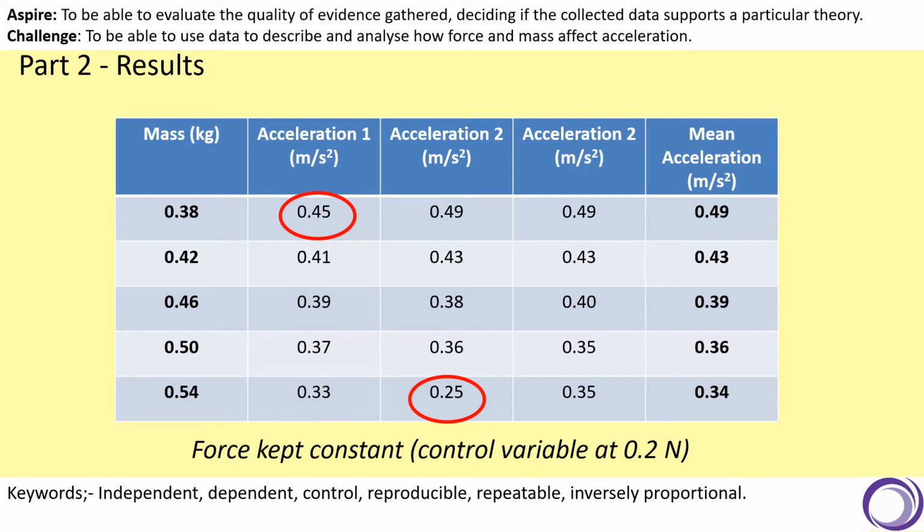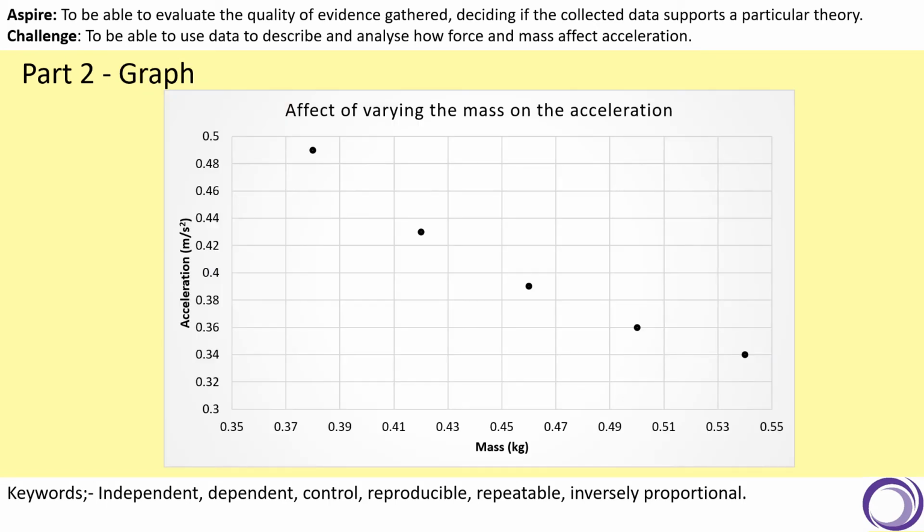We can then see this as a graph. So there you go. Mass this time along the x-axis, so that's the independent variable. We changed the mass, and then we measured the acceleration, so that's the dependent variable. And you can see this time, as the mass increases, the acceleration decreases. It's more difficult to accelerate a bigger mass.